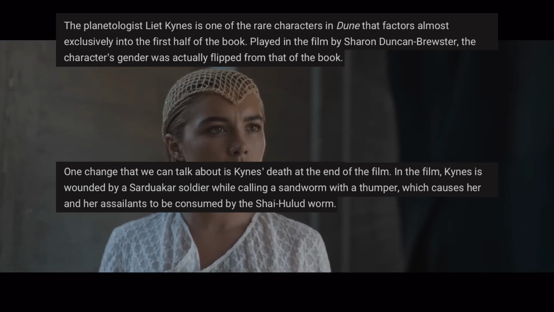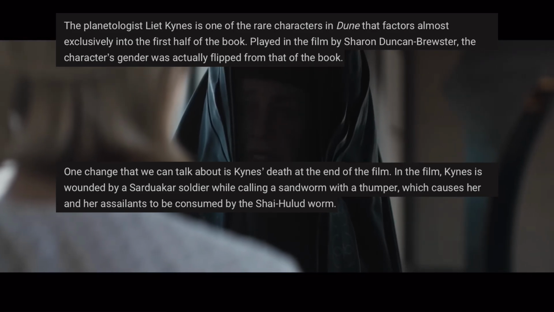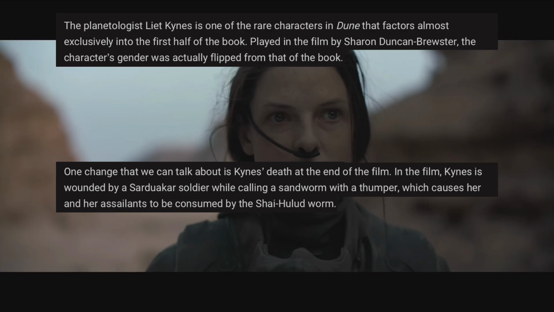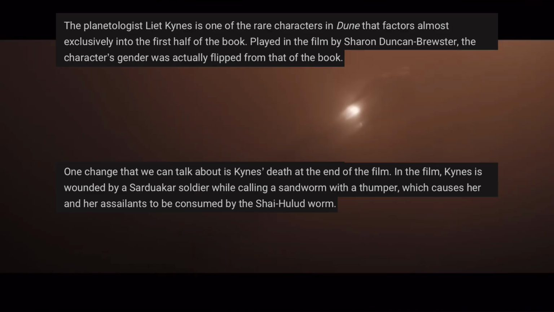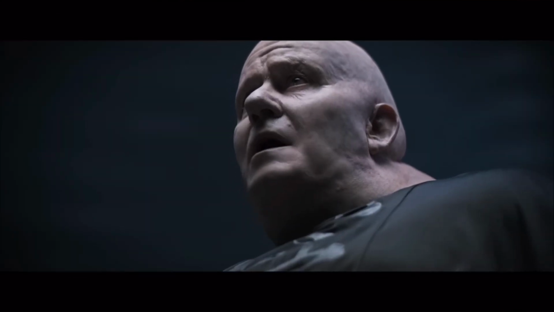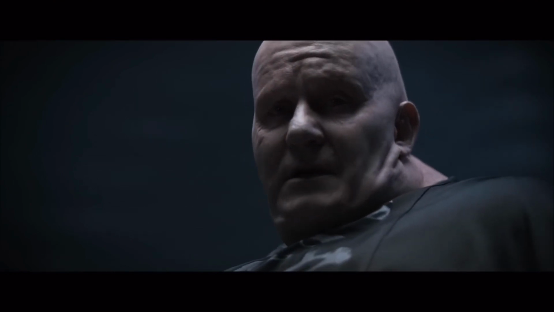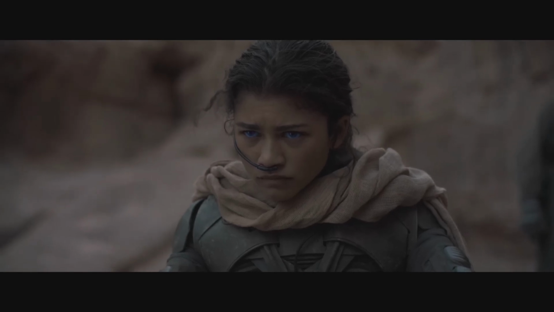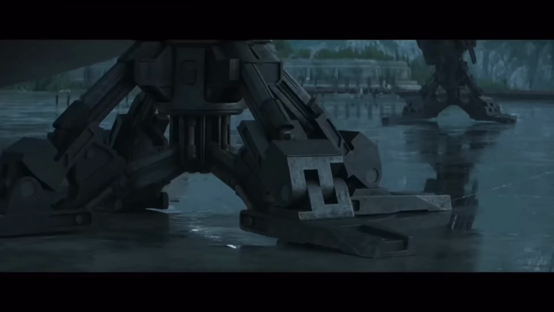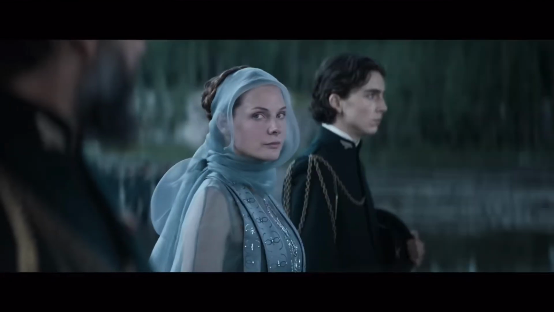In the film, Kynes is wounded by a Sardaukar soldier while calling a sandworm with a thumper, which causes her and her assailants to be consumed by the Shai-Hulud worm. I really like this change. I think it's a much more dramatic and visual death than what the planetologist gets in Dune. I think it's a really cool shot that establishes the character of the worm, so I don't really care about the gender swap, don't think it really matters, but the different death I thought was really good. It looks great on screen.